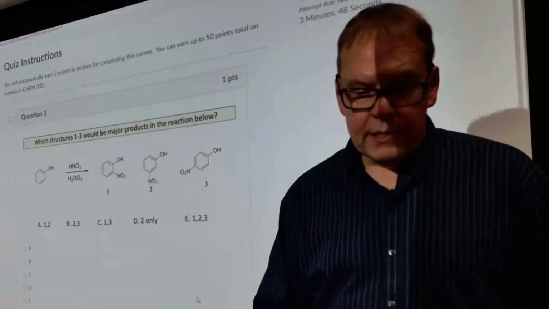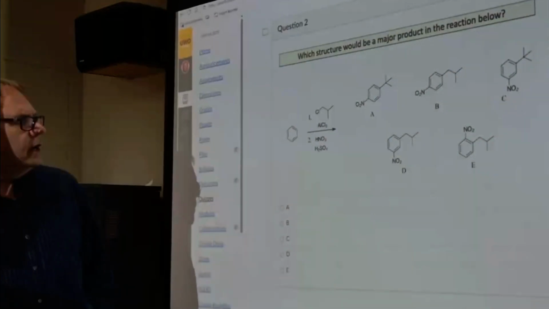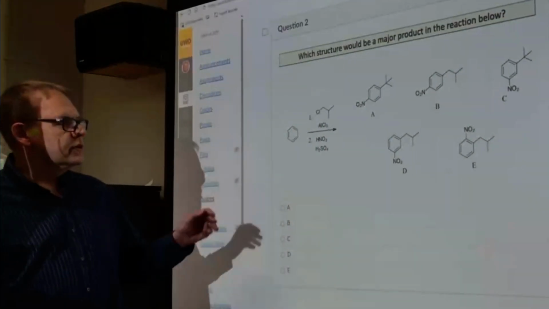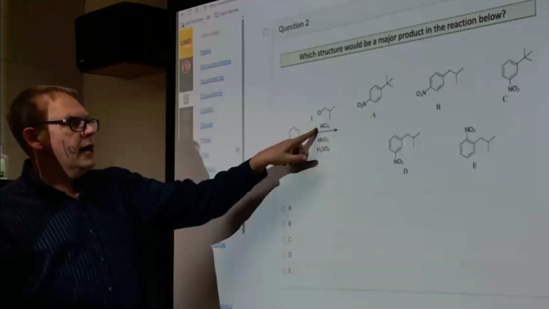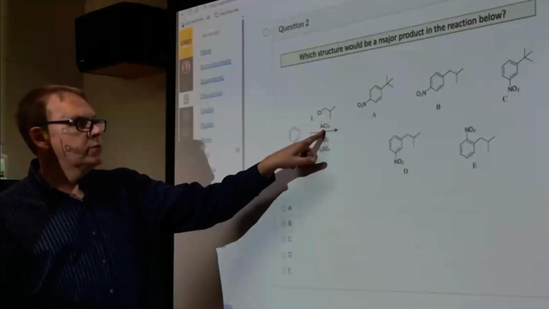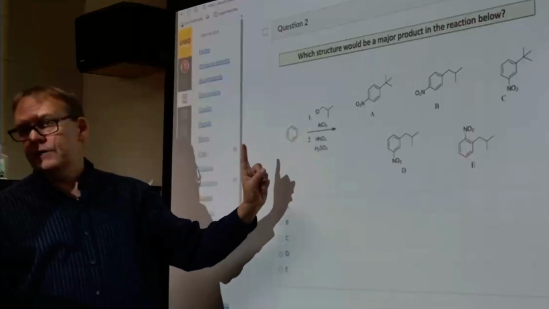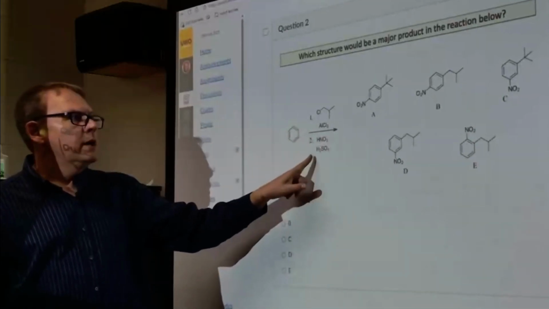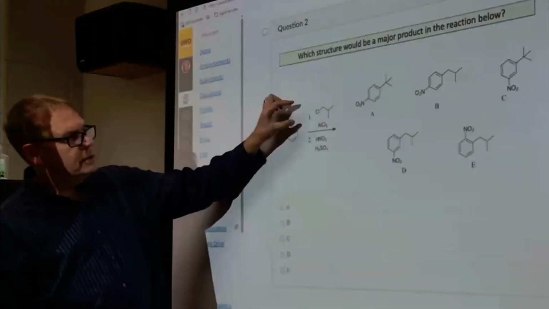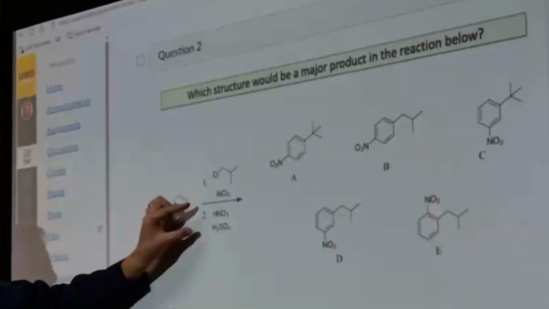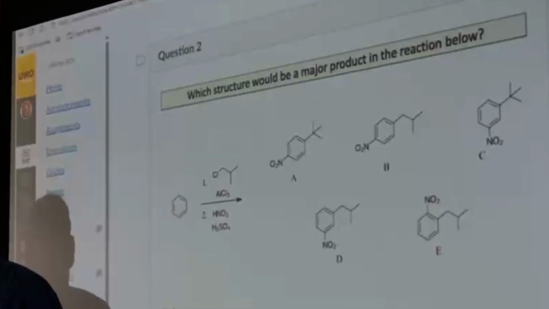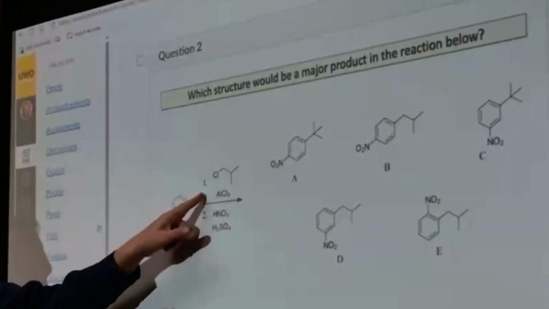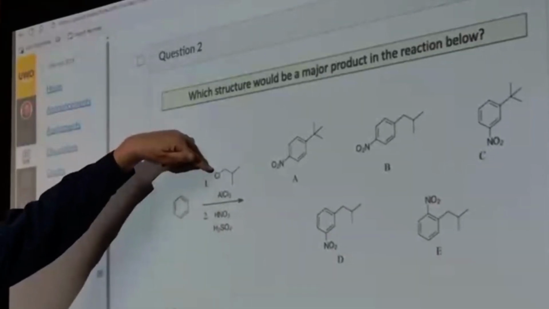Then let's take a look at the next one. It has to do with a Friedel-Crafts alkylation reaction. So it's benzene, and it's reacting with, first, a Friedel-Crafts alkylation reaction, an alkyl halide with aluminum chloride, and then in a second step, nitration. So the things you need to know are that this puts an alkyl group on the ring, and this puts a nitro group on the ring, and then you just have to figure out, is there anything else going on? And the thing about this one is this is an alkyl halide that's subject to rearrangement.